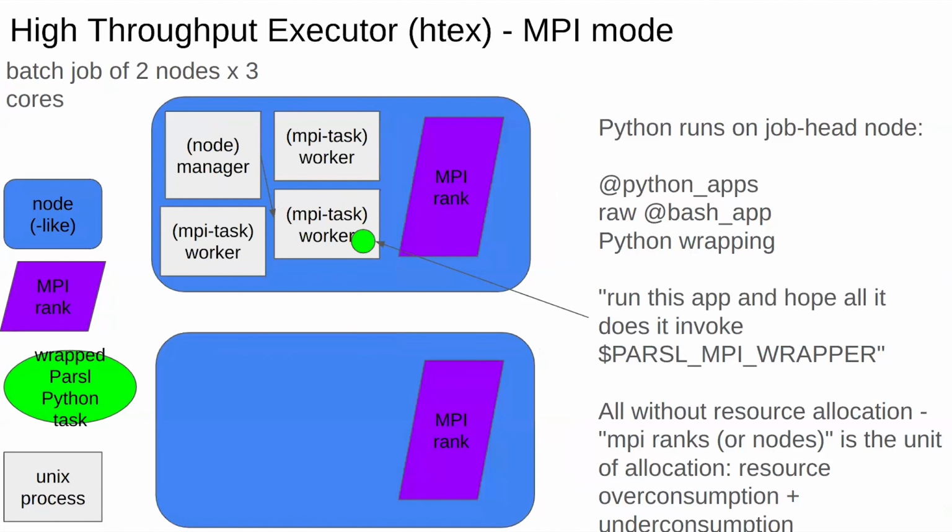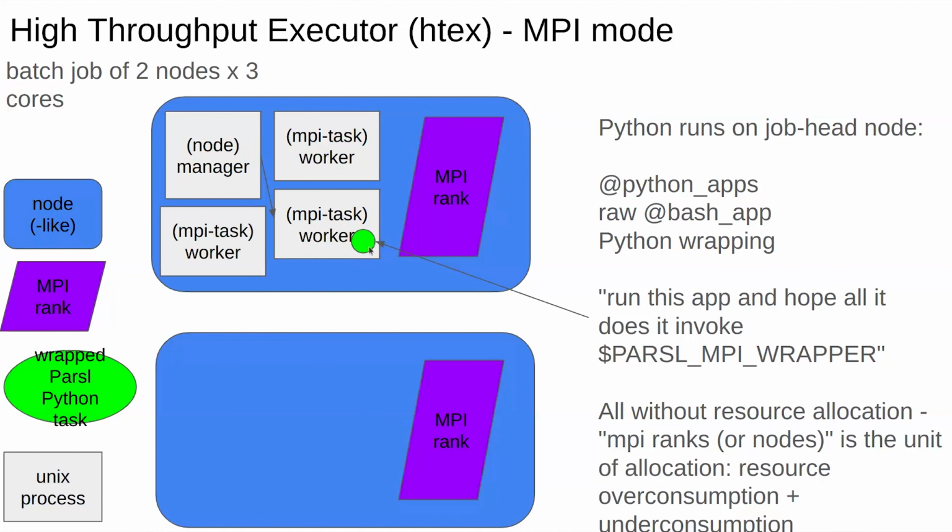But here's a few things that go wrong. This is just a Python app. So what if I happen to run a compute-intensive Python app, not a special MPI app, on a HTEX configured this way? Well, it's going to run here on this machine without any resource allocation. The same with bash apps, the same with any wrapping that's happening.